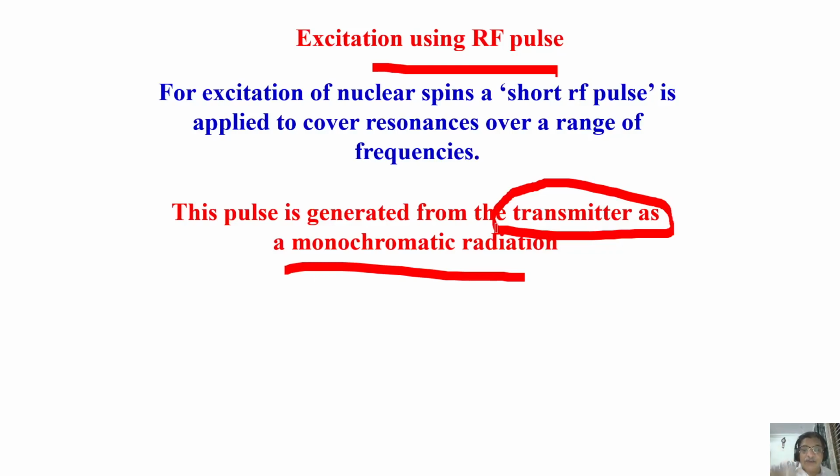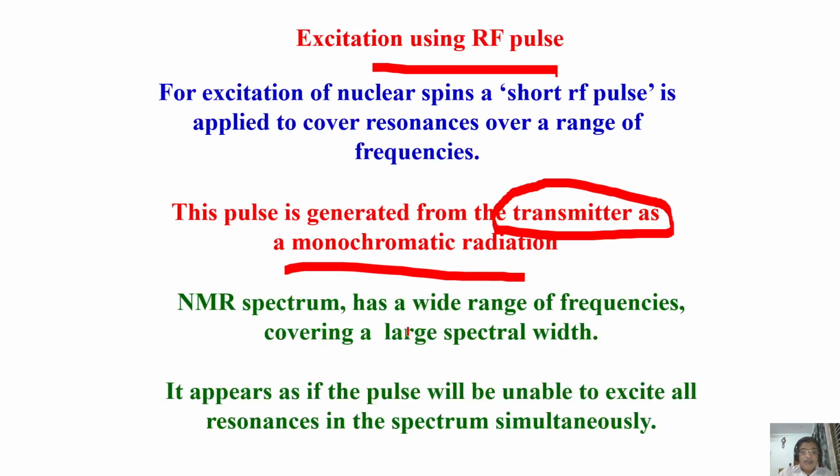Because this frequency has to match the energy separation to get into a resonance condition. But we are having a monochromatic radiation, so it should match only one of the frequencies, or only one of the two energy levels. How is that? How does it work?